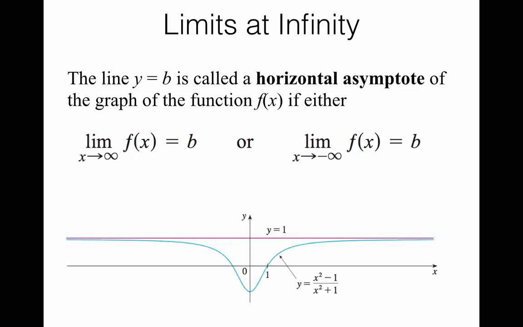Consider the graph we saw earlier of f of x equals x squared minus 1 over x squared plus 1. The function is getting closer and closer to height 1, both to the left and to the right. So the horizontal line given by equation y equals 1 is a horizontal asymptote of the graph of f of x.